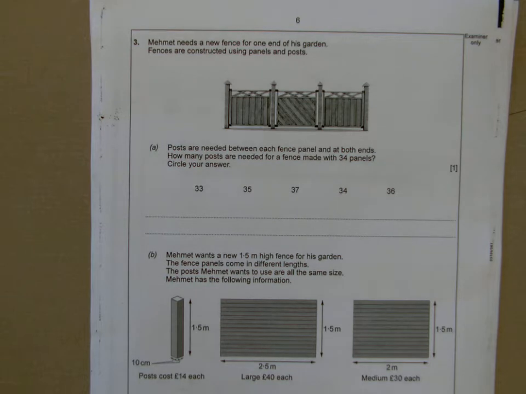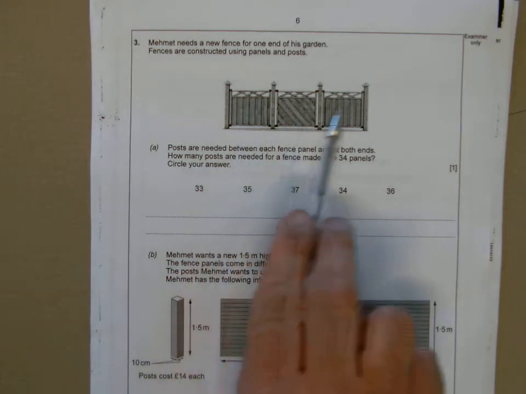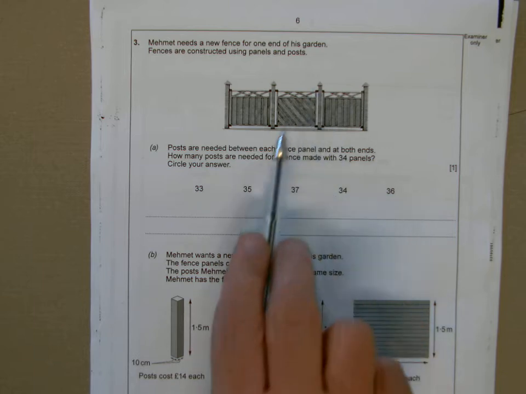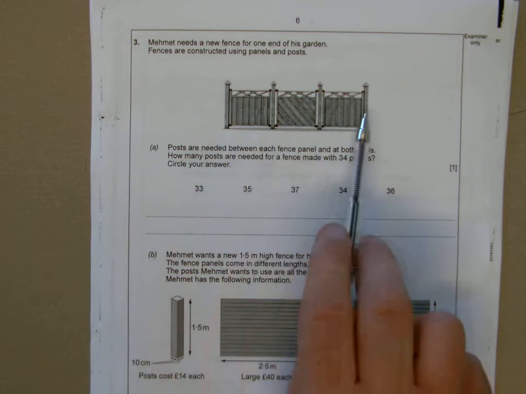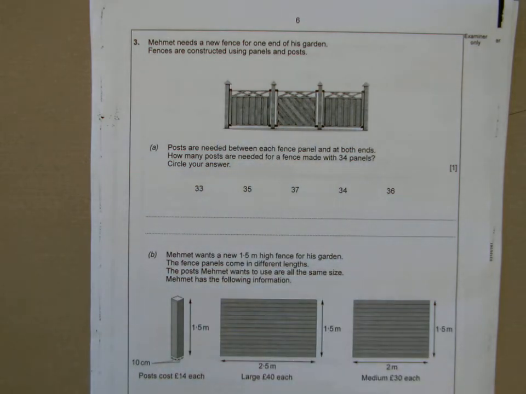So Mehmet needs a new fence for one end of his garden. Okay, fences are constructed using panels. So these are the panels here. And then really strong posts, sort of holding the panels in place. Posts, it says, are needed between each fence panel and at both ends.